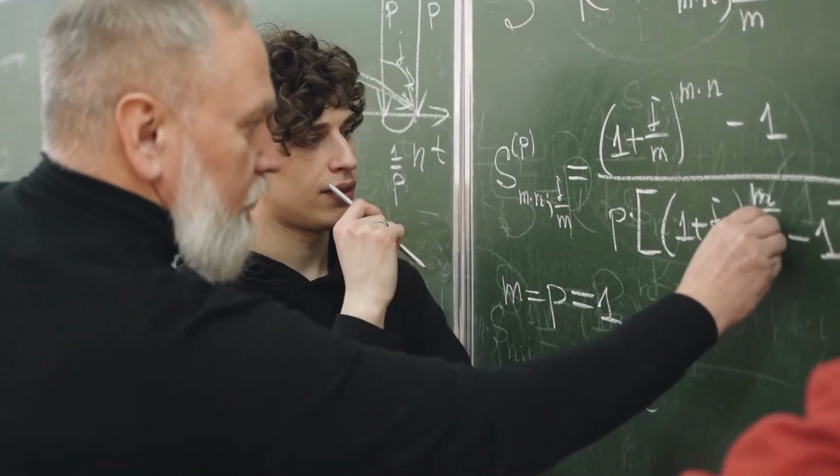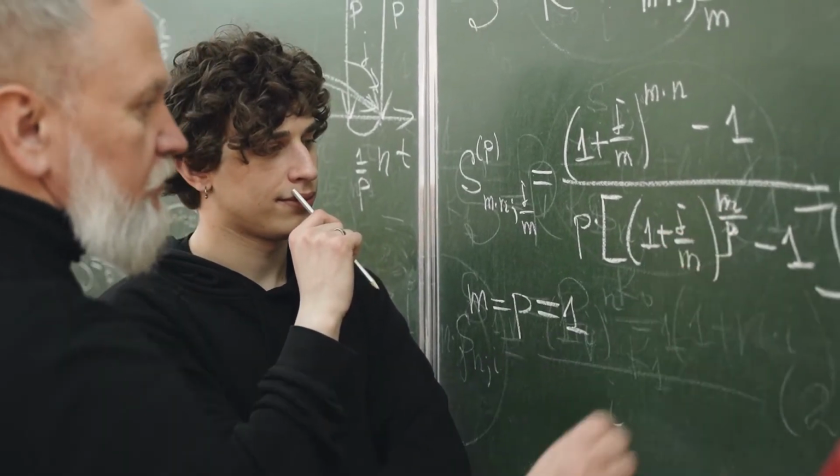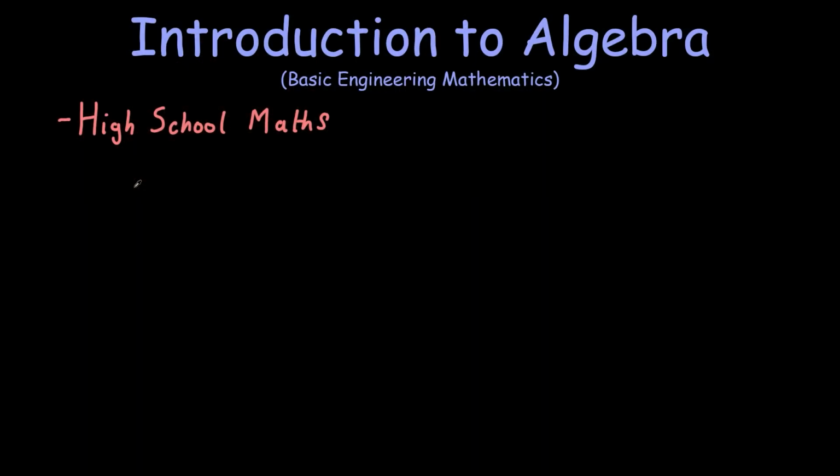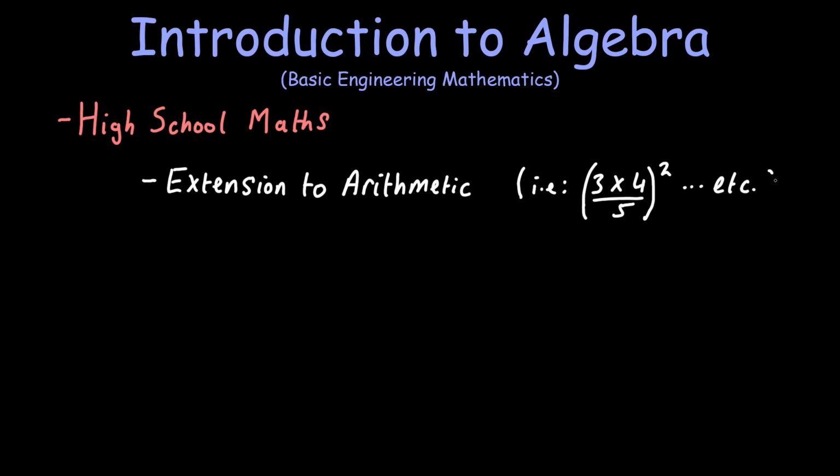In this lesson, I'm going to give you an introduction to algebra. Algebra is simply an extension to all the rules you learn in arithmetic, but now we represent numbers as alphabetical symbols or letters. Let me show you why.